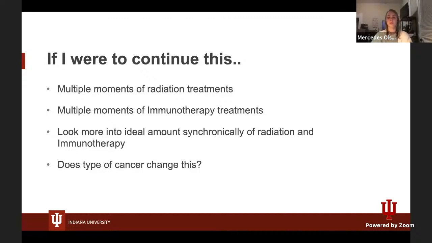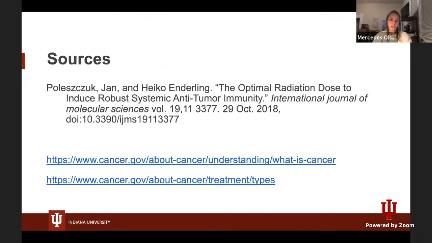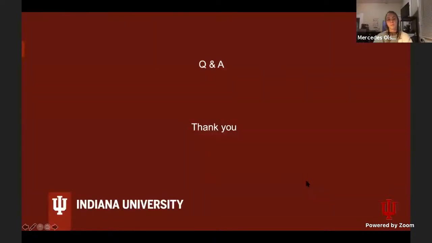And then obviously the notebook has a little bit more work to be done before it's an application. But this is the source of the paper. And then I used this website several times for the background information for cancer. So that is where I'm at for the final project.